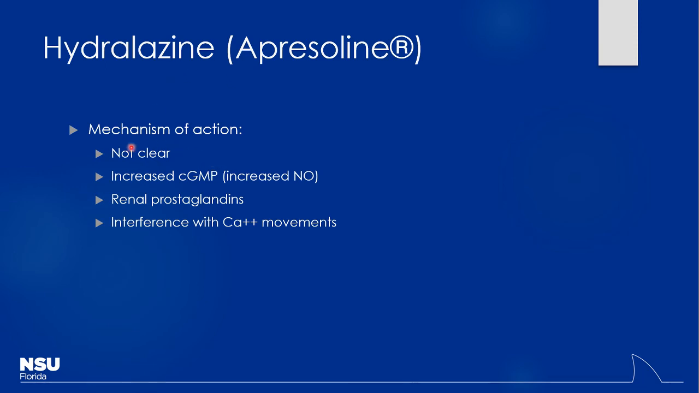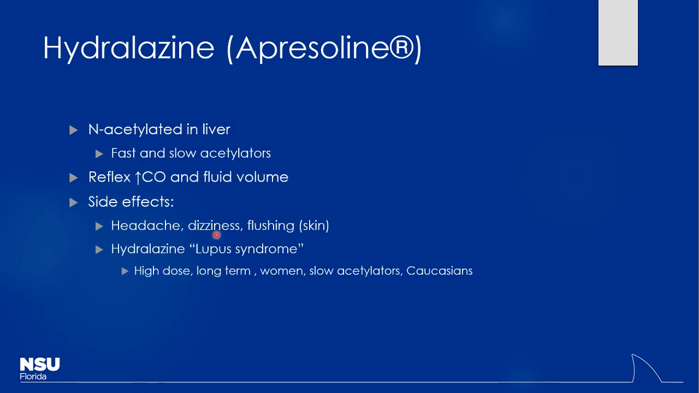Basically, how it's working, and it's not fully clear, but we think it increases cyclic GMP and it increases nitric oxide. And what does that do to the arterial smooth muscle? Usually dilates it, right? So it's going to cause some dilation here. It may have some effects on renal prostaglandins, and may influence some calcium movements, but just think about that nitric oxide pathway being activated here with the hydralazine.